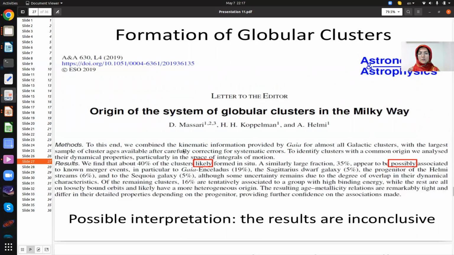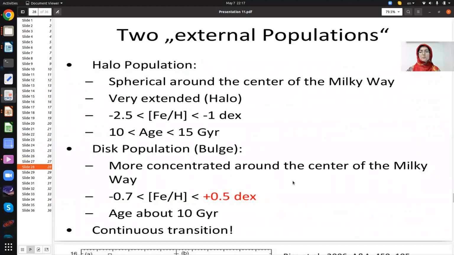Formation of globular clusters has its origin in the system of globular clusters in the Milky Way, and you see there are some words like likely or possibly. So we can say maybe a possible interpretation is that the results are inconclusive because of likely or possibly. They are not certain.